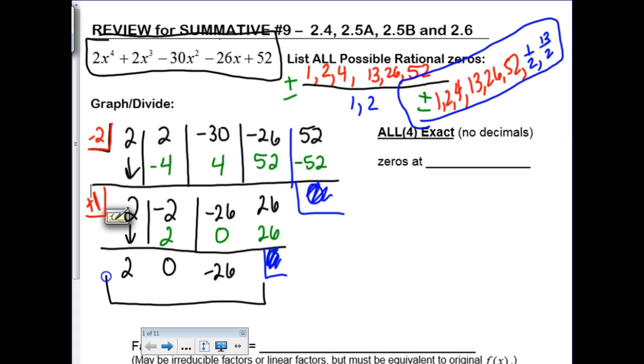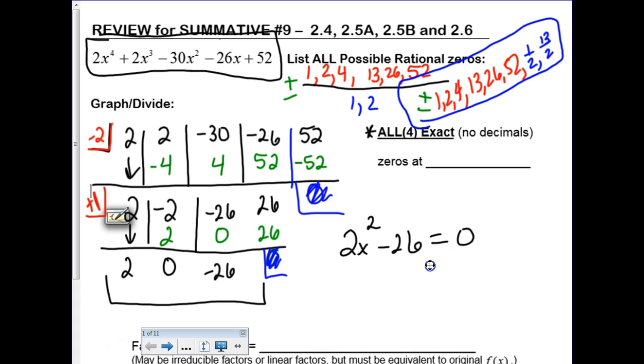Remember, we started at quartic. You knocked it down 2 levels, so you have a quadratic right now. So somewhere in my work, I need to write down 2x squared. There's no x's, and then minus 26. They're going to want me to solve that, because it does say find all 4 exact zeros here.